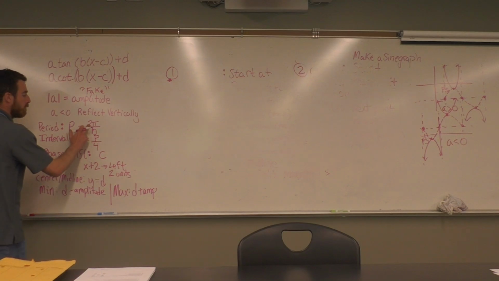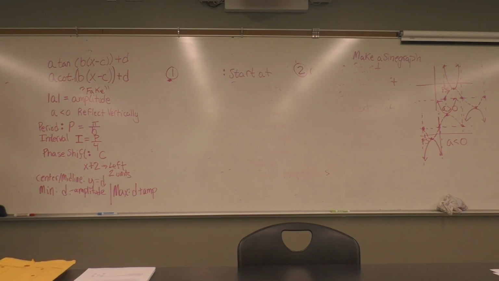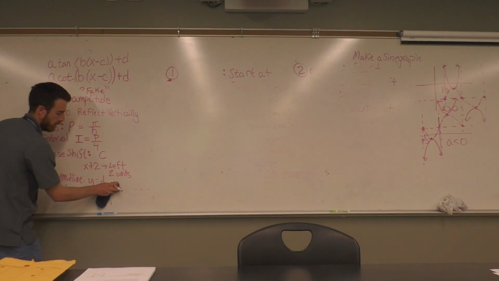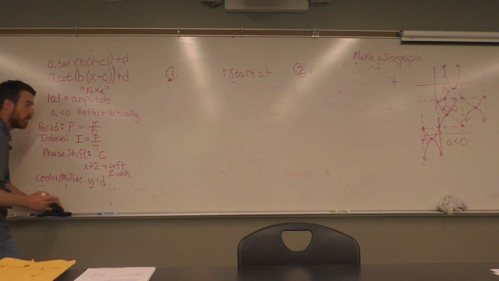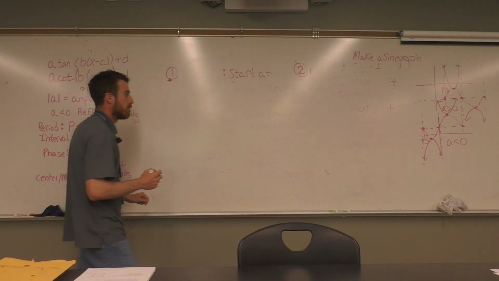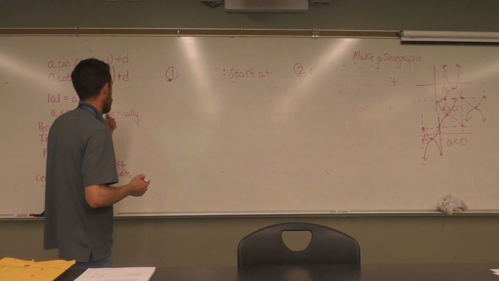But importantly, for the period, I have to go in and erase the 2 in the formula. Tangent and cotangent normally have a period of pi rather than 2 pi. Like I said before, the interval is not different. It's just divided by 4. Phase shift rules are the same. Center line is the same. We don't really have a max and min for tan and cotan. They do not have maxes and mins. They go asymptotically to infinity. Nor do secant and cosecant, actually.